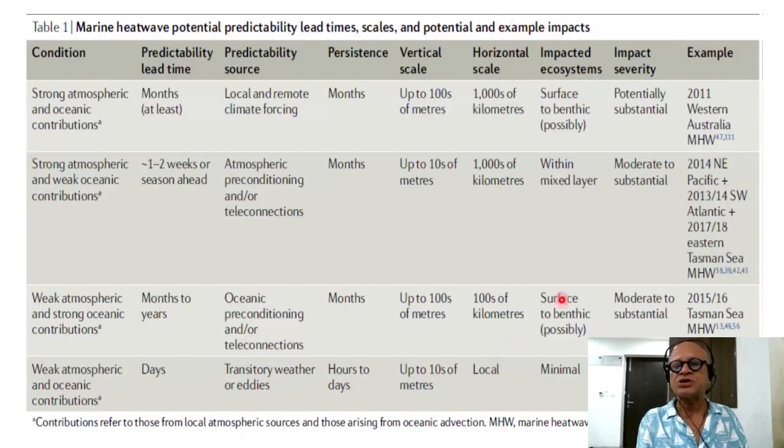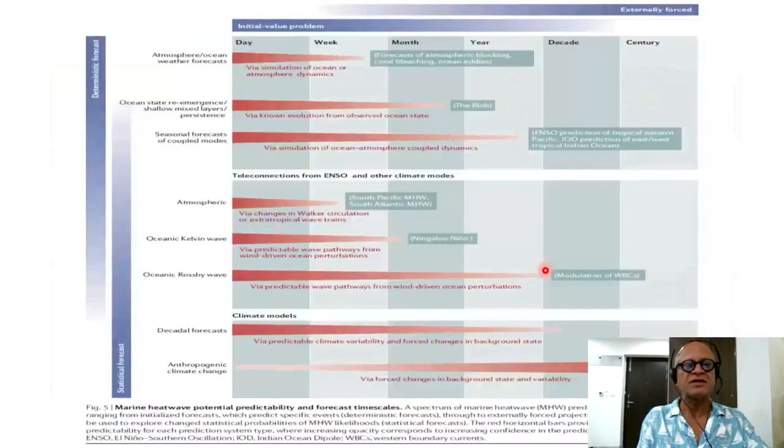Some ecological impacts were also identified, so these are worth looking at, especially in terms of whether they can be predicted, so that some preventive actions may be taken, and so on. So this is a more broad schematic showing marine heat wave potential predictability and forecast time scales.